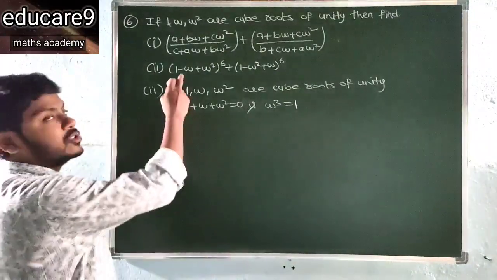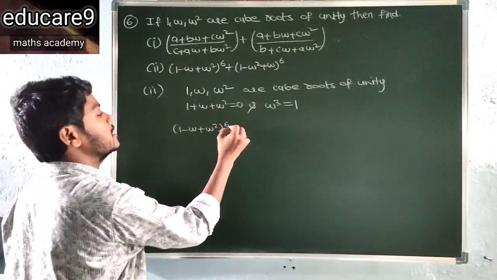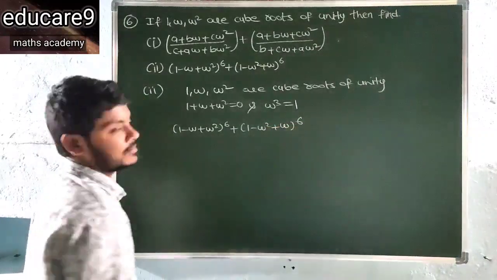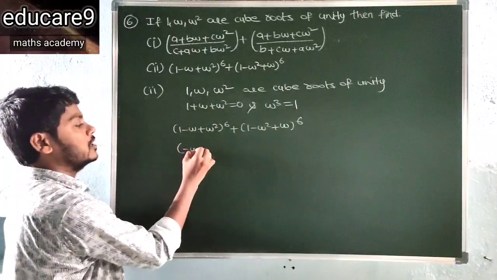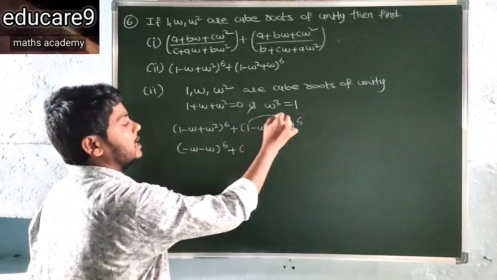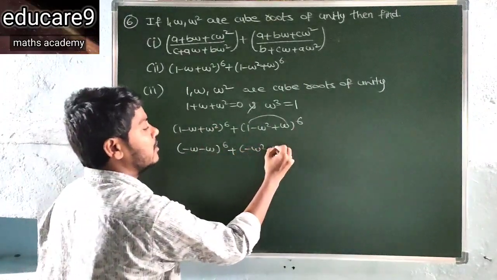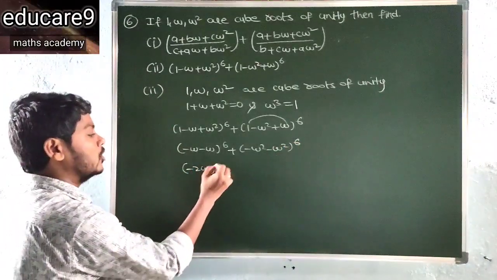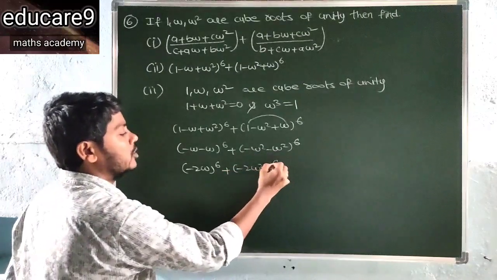So see the second solution. 1 minus omega plus omega power 6 plus 1 minus omega square plus omega power 6. So see here, 1 plus omega square can be written as minus omega. So minus omega whole to the power of 6. And here 1 plus omega can be written as minus omega square. So minus omega square whole to the power of 6. So this is minus 2 omega whole to the power of 6. And this is minus 2 omega square whole to the power of 6.